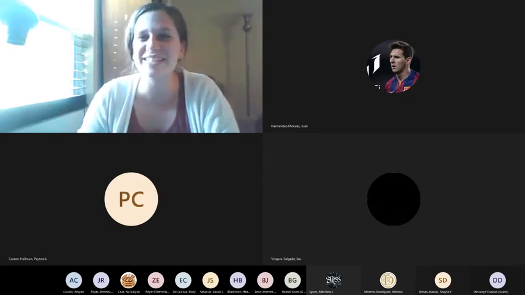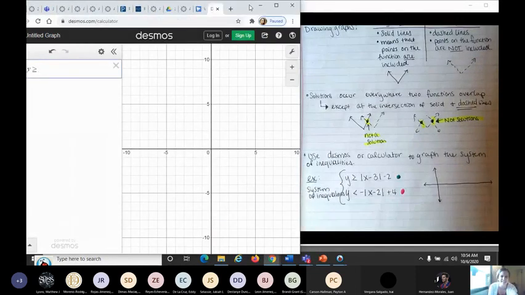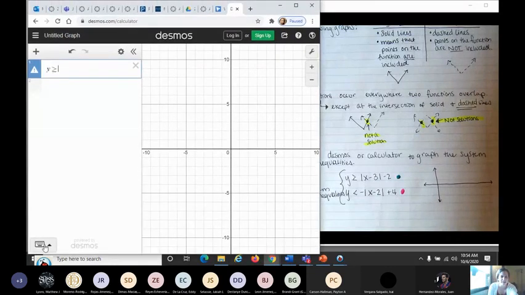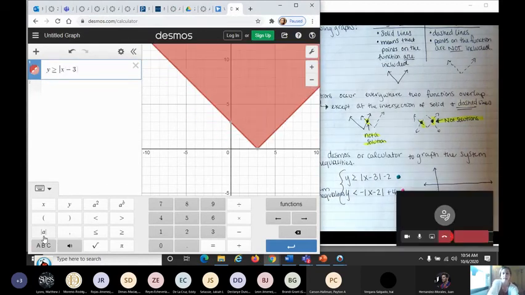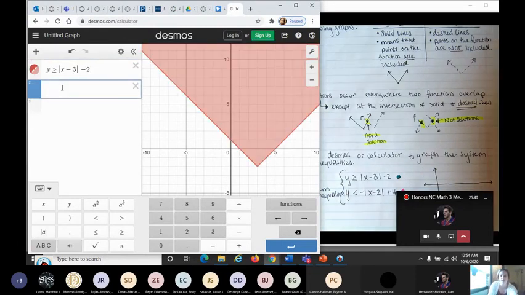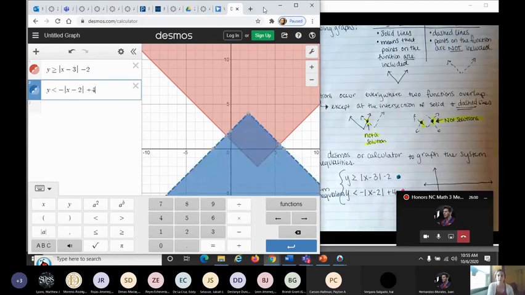Okay, so you guys should see the Desmos and notes again. So we have y is greater than or equal to, I need my little functions app, so I gotta slide this over. So I need my absolute value function, and I want x minus 3, and then minus 2. So that one's gonna be red, and then this one is gonna be y is less than negative the absolute value of x minus 2, and then plus 4. Okay, so those are my two functions.